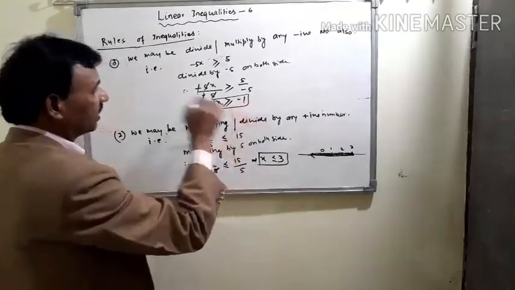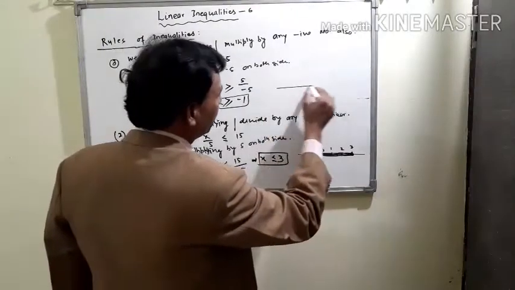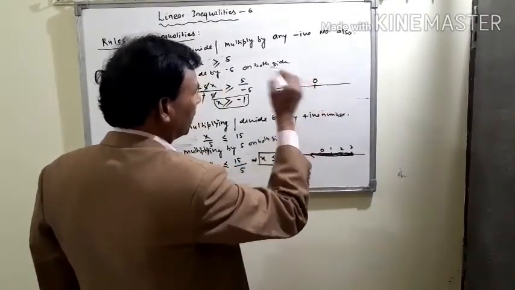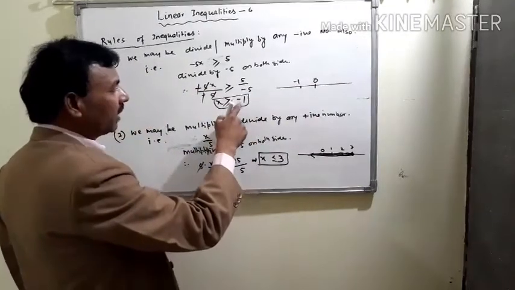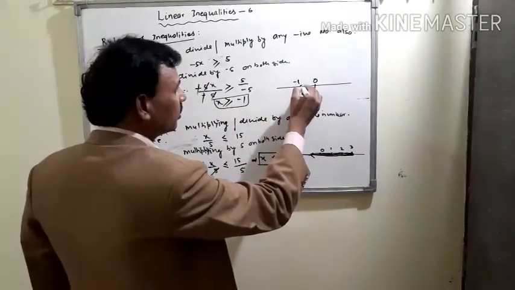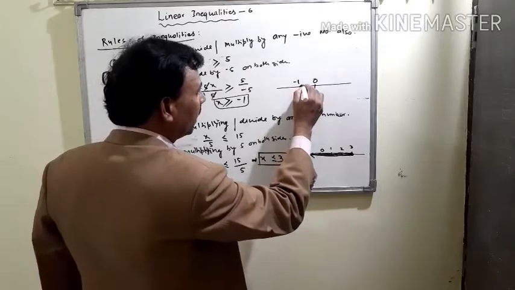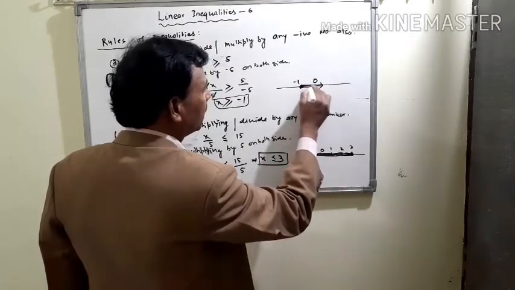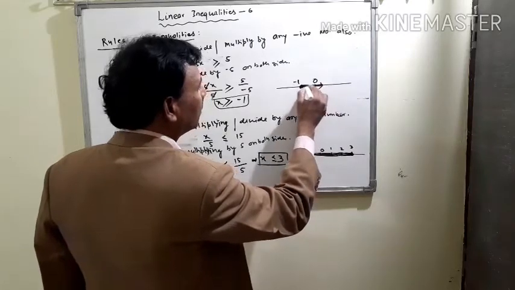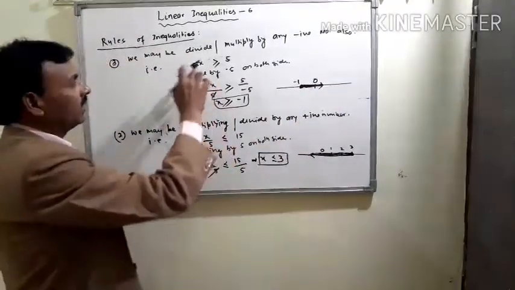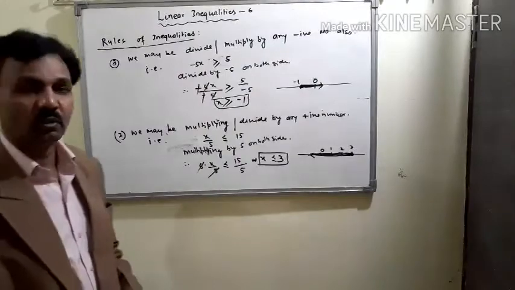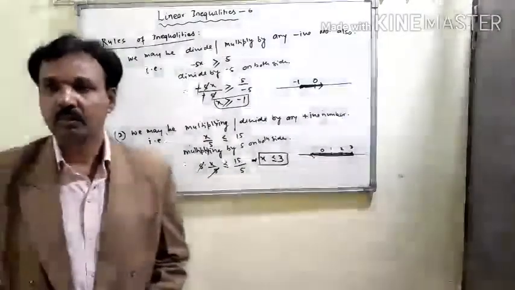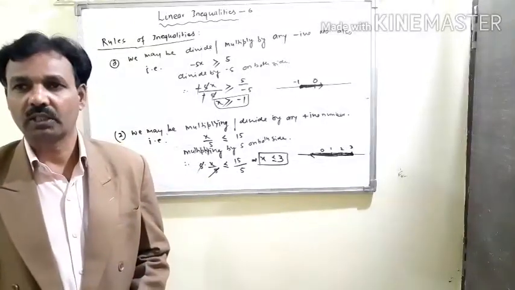This is the solution. If we want to represent it on the number line, this is 0 and this is minus 1. Since minus 1 is included, the circle is dark and goes in the positive direction. This is the solution of minus 5x greater than or equal to 5. Now in the next video, we will take some numerical problems related to this topic.